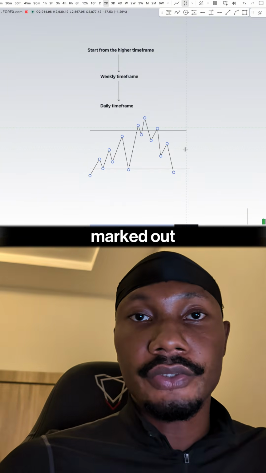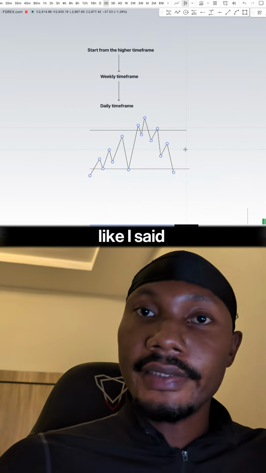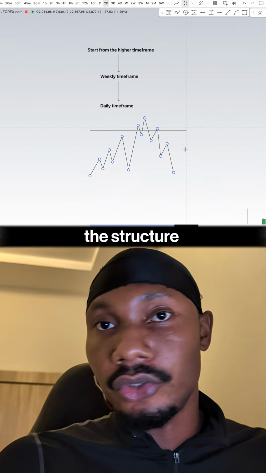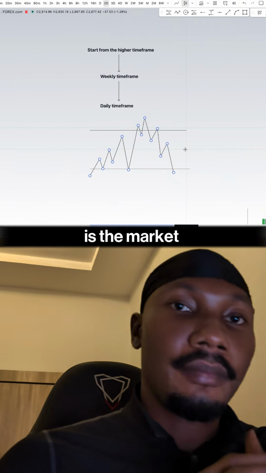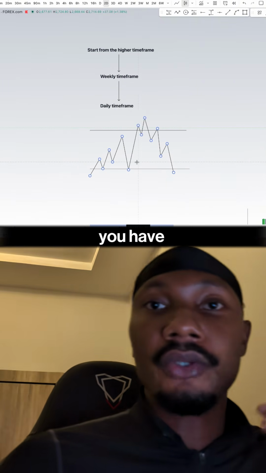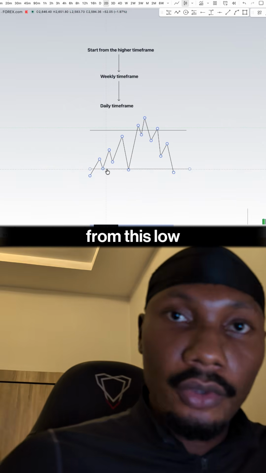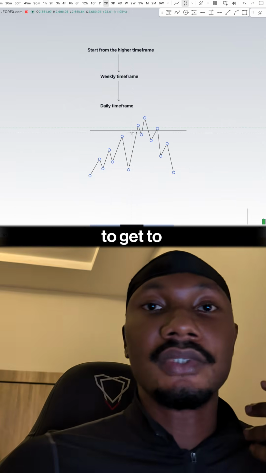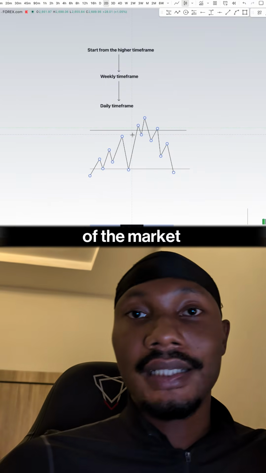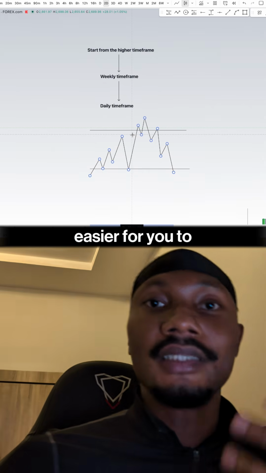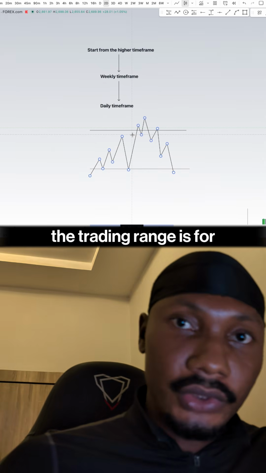Then once you've marked out a trading range, the next thing you should look for is the structure of the market. Like I said, from the weekly time frame, you've already determined the structure of the market. On daily time frame, you're also going to determine the structure of the market. Is the market going to be bullish? Given that you have a trading range, it's easy for you to determine, because if price is coming from this low, you already know that price has to get to this top before any other thing happens. So the structure of the market at that time is bullish. So it makes it easier for you to spot the structure of the market at a time, and that is what the trading range is for.